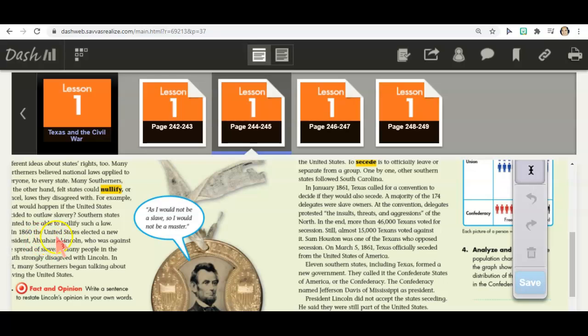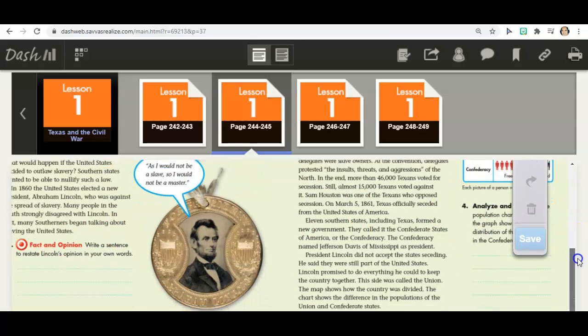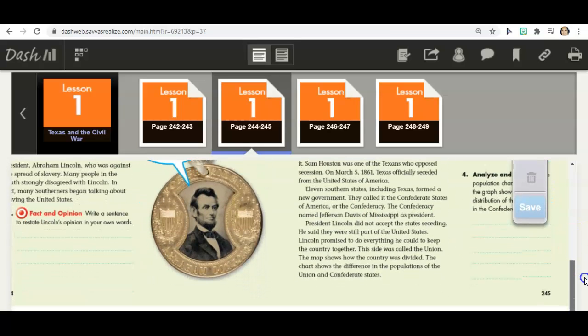In 1860, the United States elected a new president, Abraham Lincoln, who was against the spread of slavery. Many people in the South strongly disagreed with Lincoln. In fact, many Southerners began talking about leaving the United States. 2. Fact and opinion. Write a sentence to restate Lincoln's opinion in your own words.